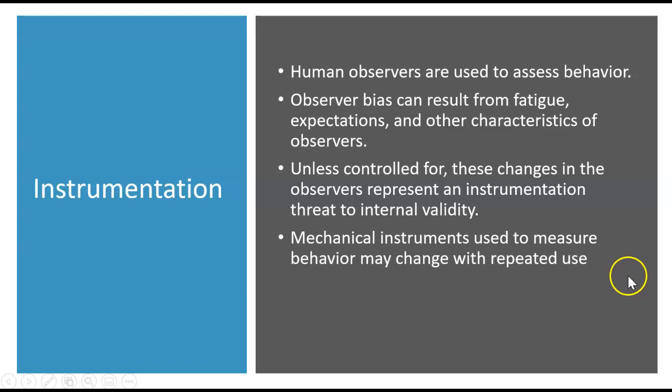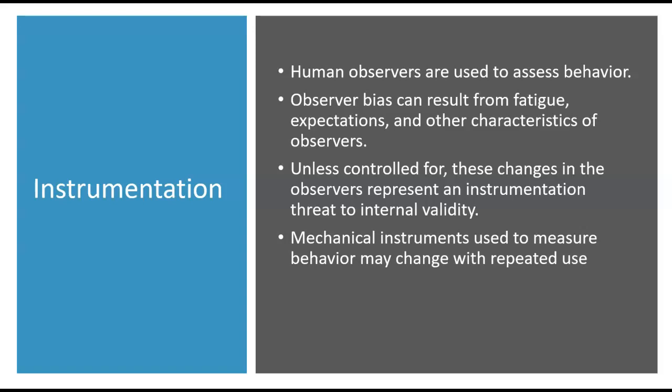We also use mechanical instruments in addition to human observers. And there is a preference in experimental research to using mechanical instruments because they tend to be more reliable and they're not capable of bias. So these mechanical instruments, though, they do age.